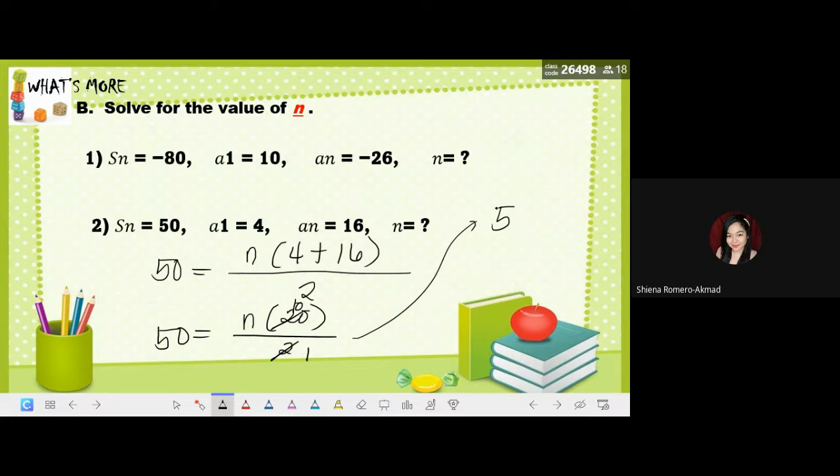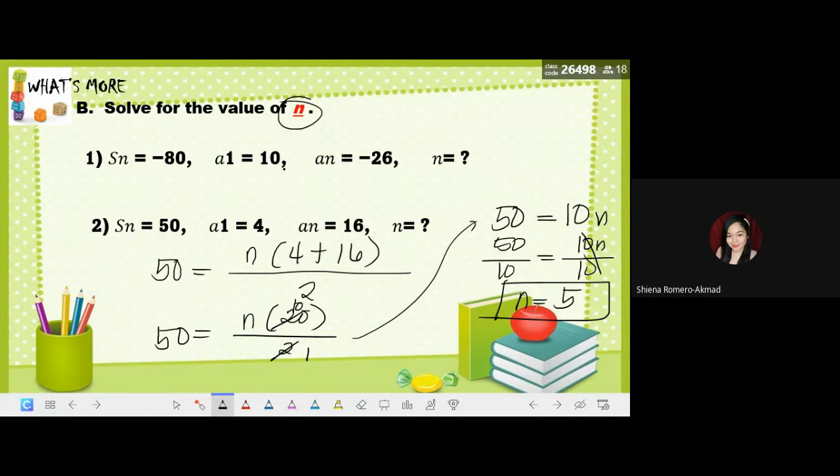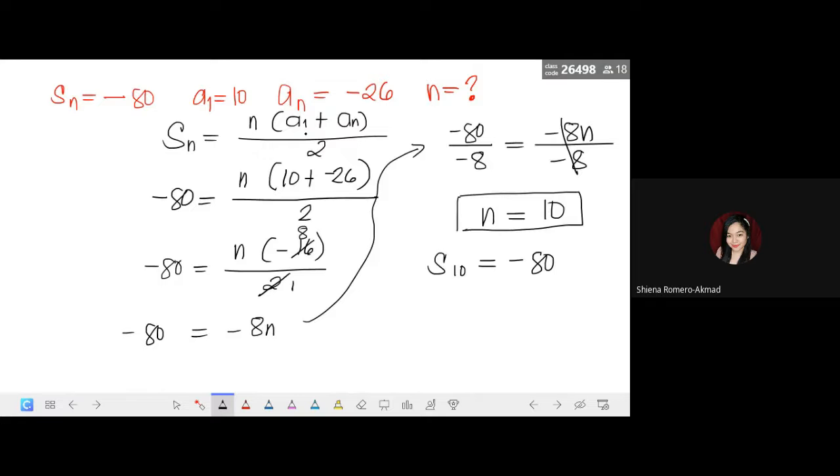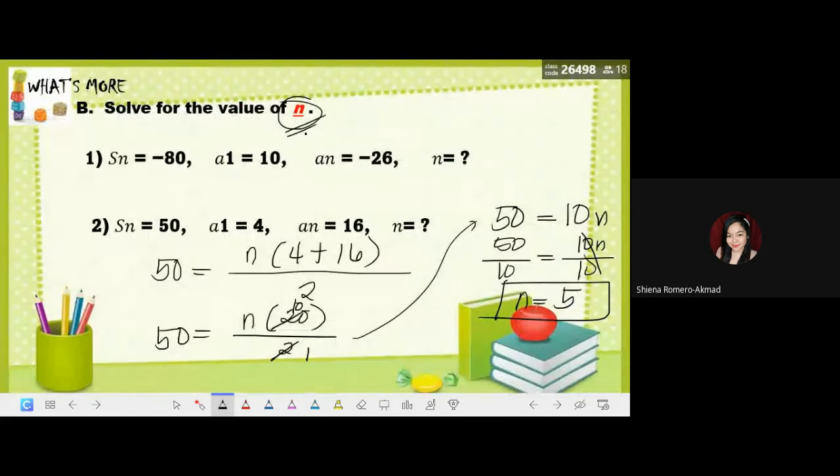Then, we'll have 50 equals to 10n. Divide natin both sides by 10. Cancel this out. N is equal to 5. Okay, so ibig sabihin, yung sum na 50 ay from the sum of 5 terms. Okay? So, ganoon naman kapag hinahanap ay n. Any question?